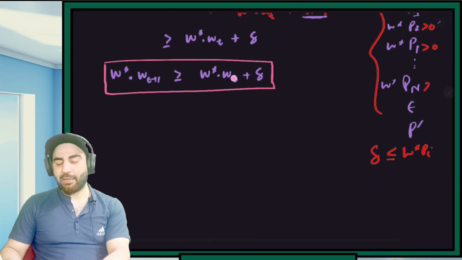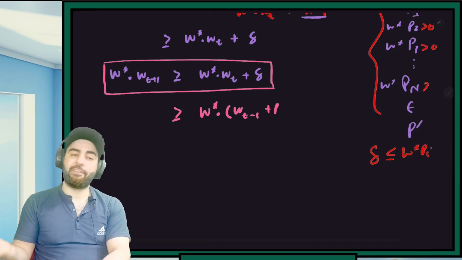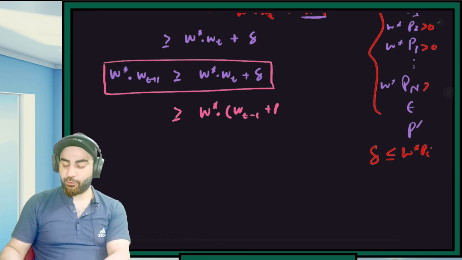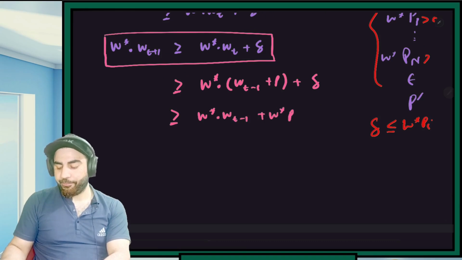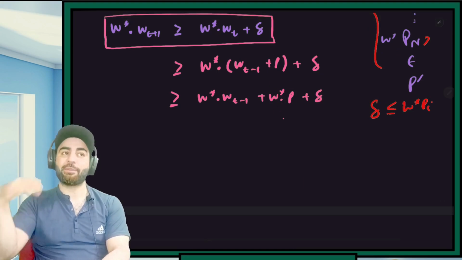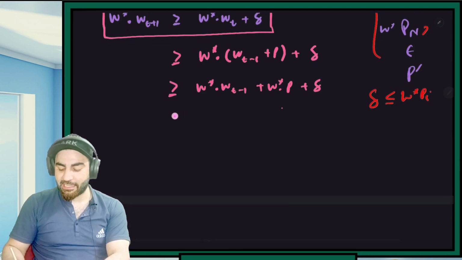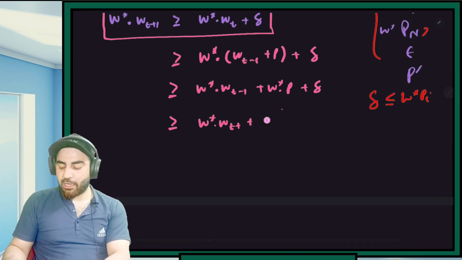And now I can expand this Wt also. So I can say this is greater than or equal to W star, and this Wt can be written as Wt minus 1 plus P, because if I had made the correction, I would have added plus P to it. And this is plus delta. And I can expand it more. So I'll say W star Wt minus 1 plus W star some other P, plus delta. And this again can be replaced by delta. This will be some other delta, but it will still be some delta. I can combine this delta, and say it is greater than or equal to W star dot Wt minus 1 plus 2 delta.